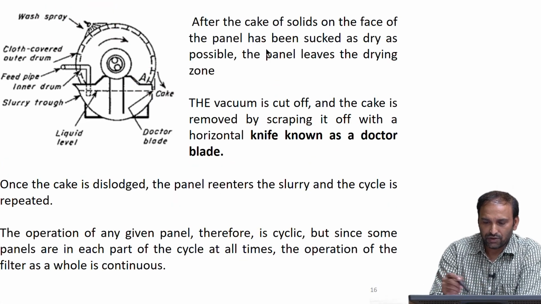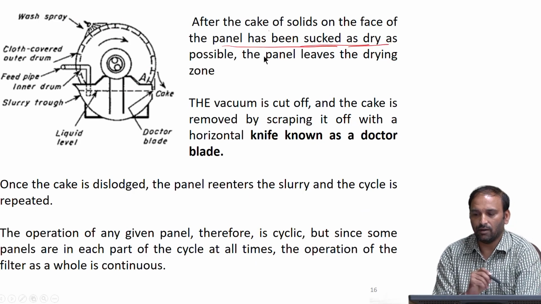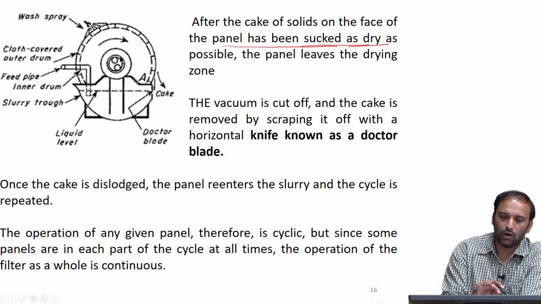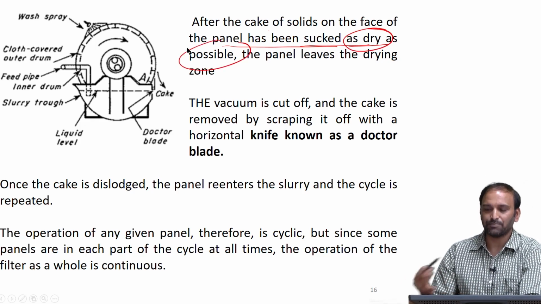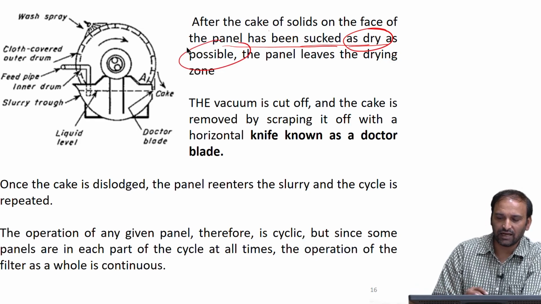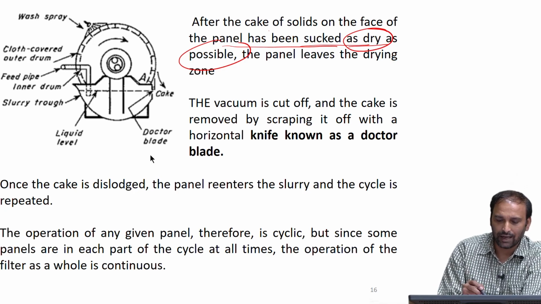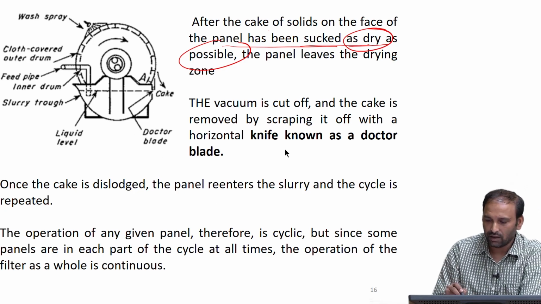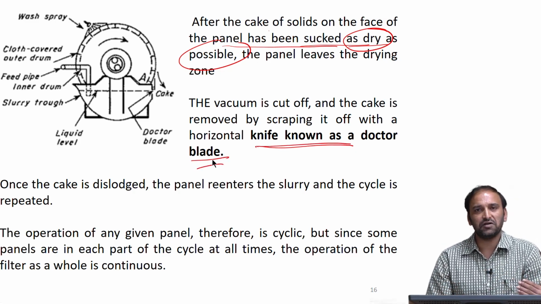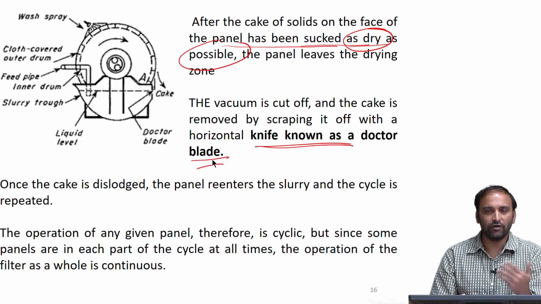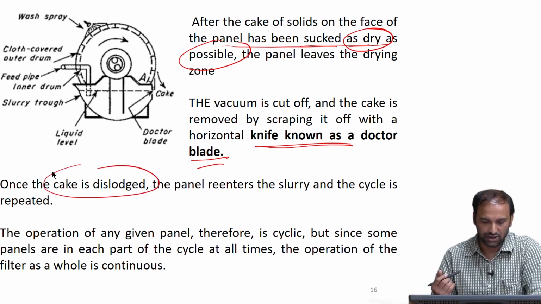After the cake of solid on the face of the panel has been sucked, the objective is to make sure that the cake is as dry as possible. Once that is done, it leaves the drying zone, and ultimately you remove the cake by using a knife, which is called a doctor blade, which is used for scraping the cake that is formed on the filter medium, and then the cake is dislodged.